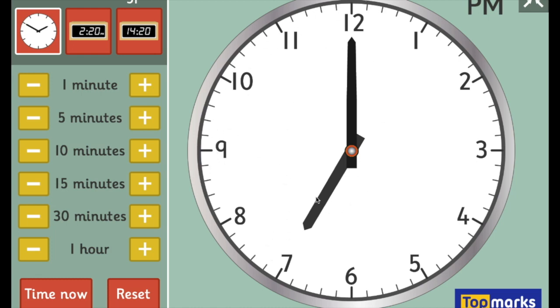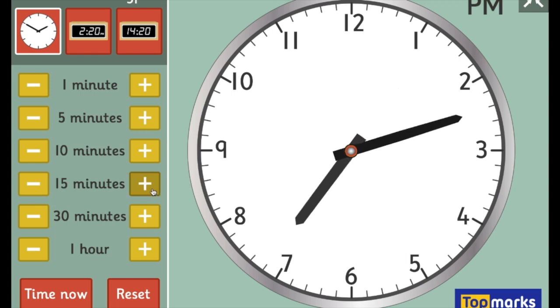So now we can see the time is 7 o'clock. If I add 15 minutes, this is where the minute hand ends up. The reason it's 15 minutes is because 15 is a quarter of 60, and as we've said earlier, there are 60 minutes in an hour.